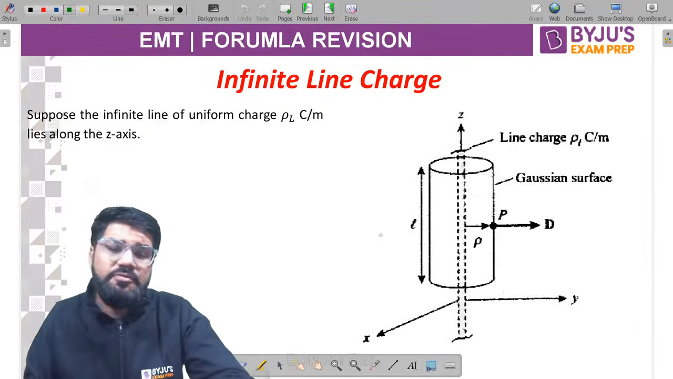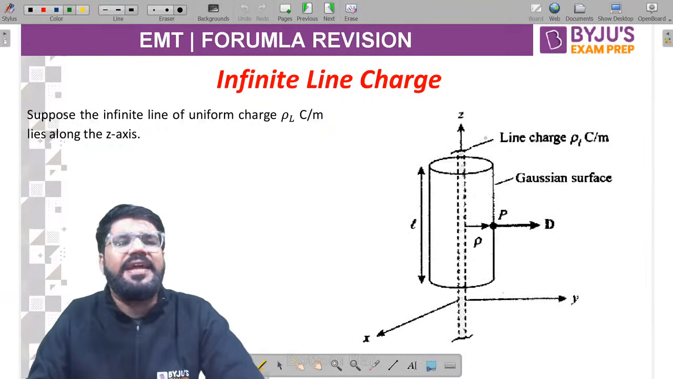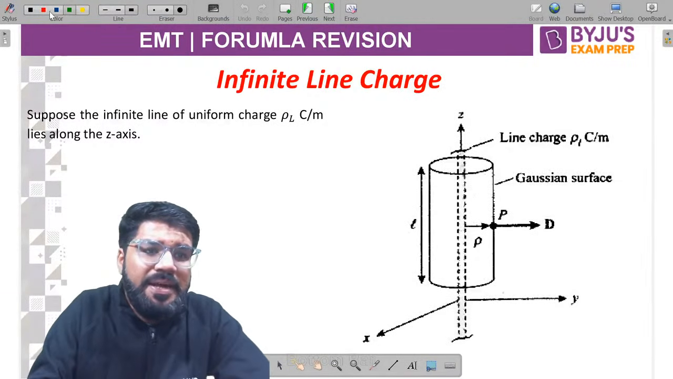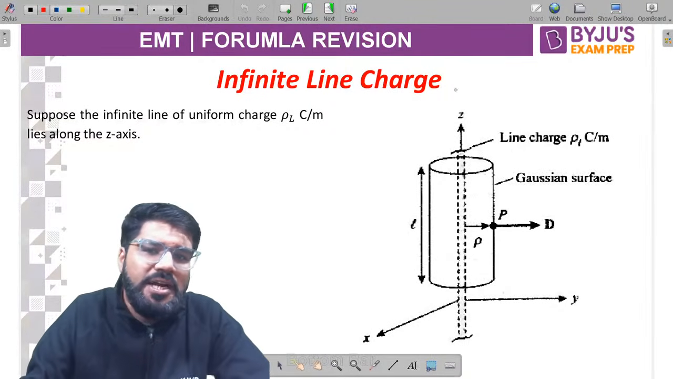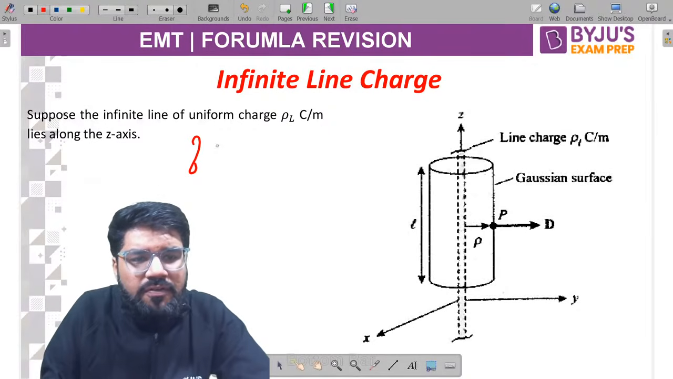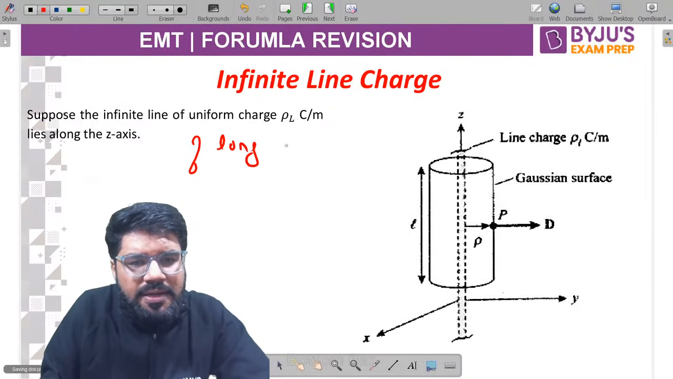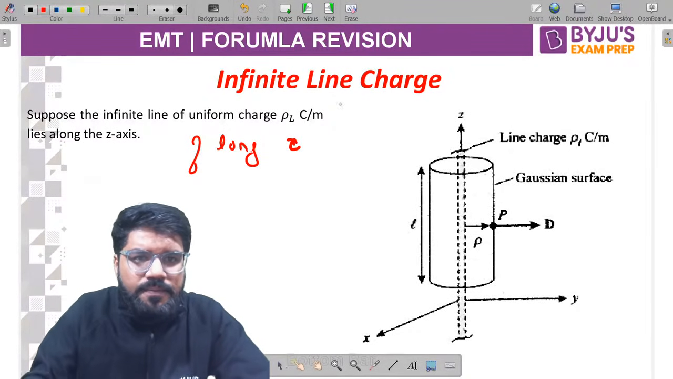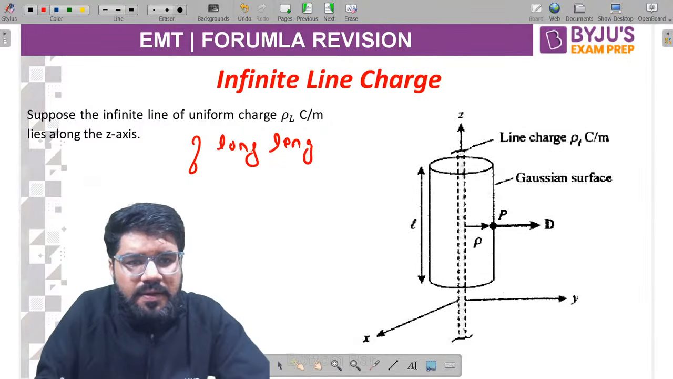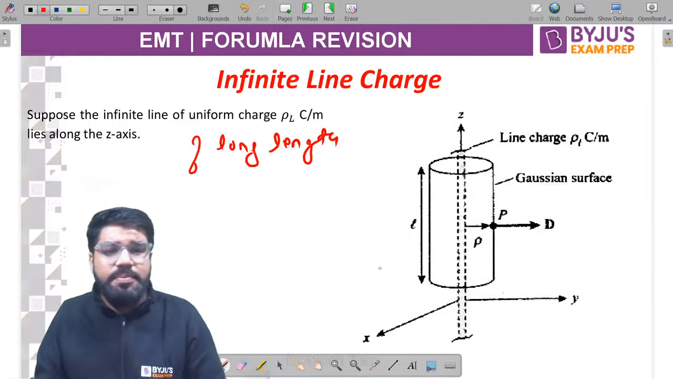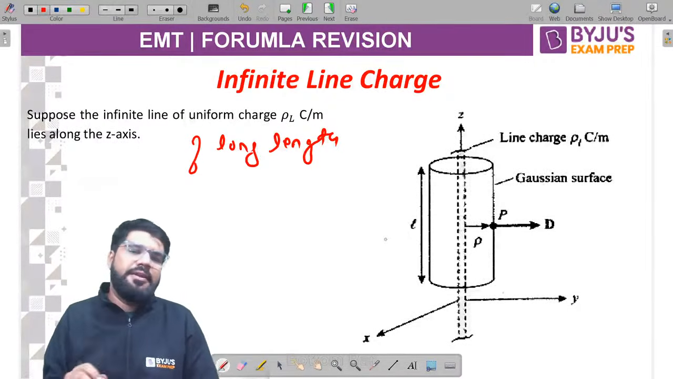What about the infinite line charge? Again, there is nothing like infinity, but infinite is used here to represent a long line charge, a line charge of very long length, large length. The length is much greater than the diameter of the wire. It's like a thin wire.